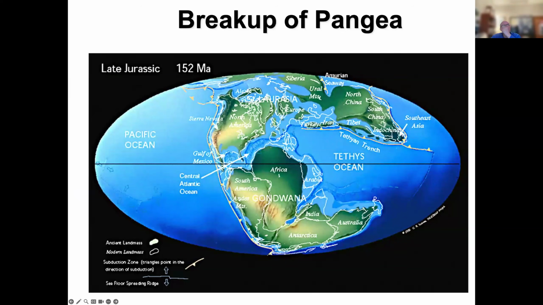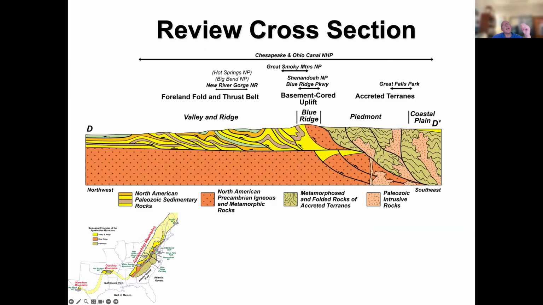We're slowly breaking up. Here's my diagram. You can see the little Atlantic forming. North America is going back to its position that we're getting used to. And I want to wrap up with two review diagrams that I had nothing to do with. I didn't create either one of them.